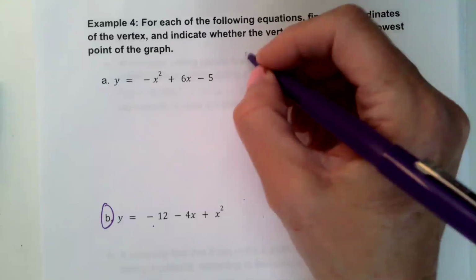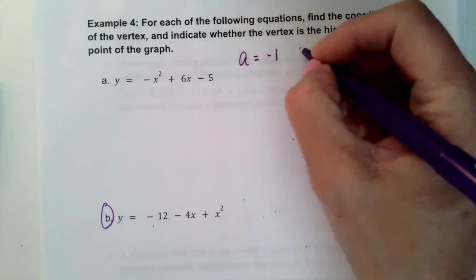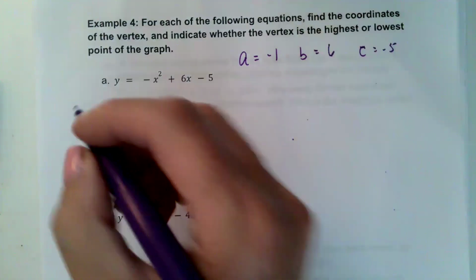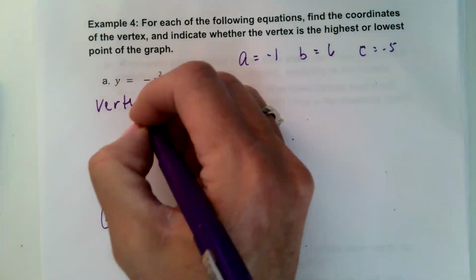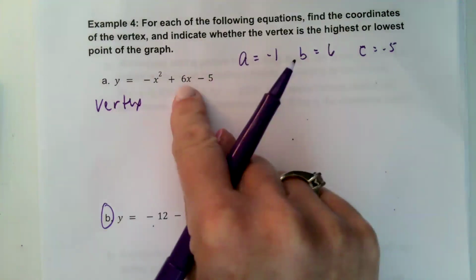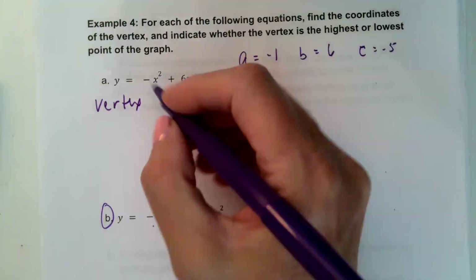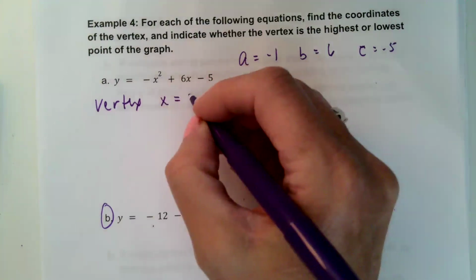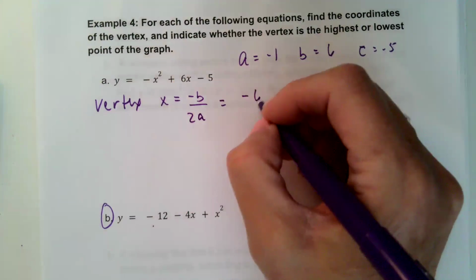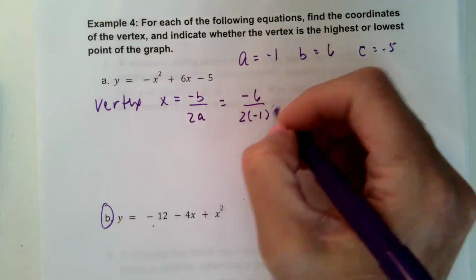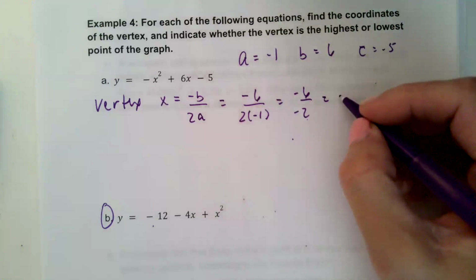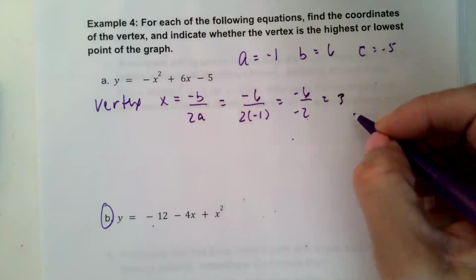Okay, so A is equal to -1, B is equal to 6, and C is equal to -5. We just want to find the vertex, and it's not in vertex form, so I have to use my A, B, and C. The x coordinate of the vertex, remember, is the opposite of B over 2A. So that would be the opposite of 6 over 2 times -1. -6 over -2 is a positive 3.